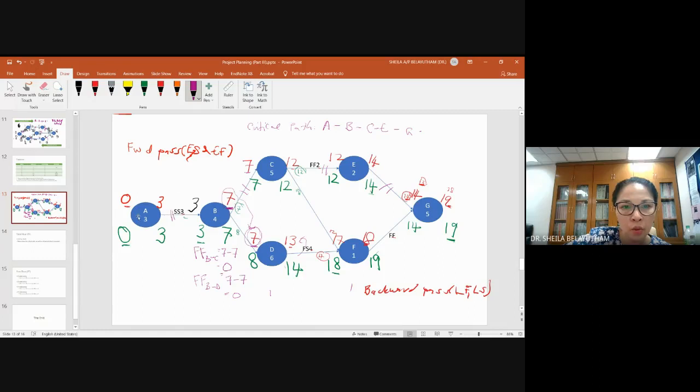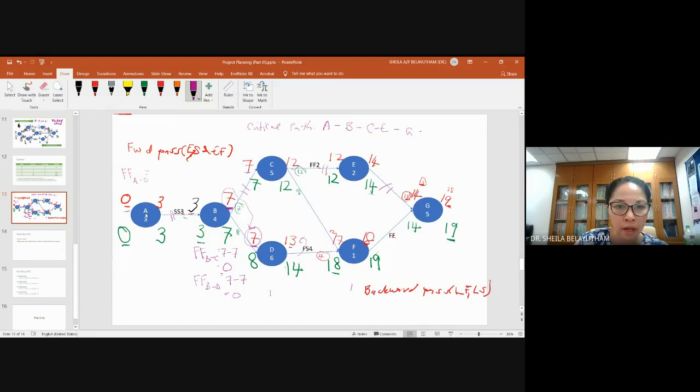Let's say we are looking into a start to start relationship, for activity A, for example. For the free float for activity A, the next activity is only activity B, so only one free float. The relationship is start to start, so your concern is start and start. You want to see whether there is any time gap or time allowance between the start of the next activity and the start of the current activity.